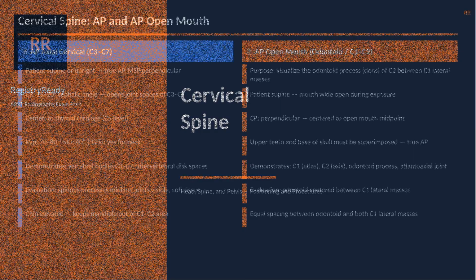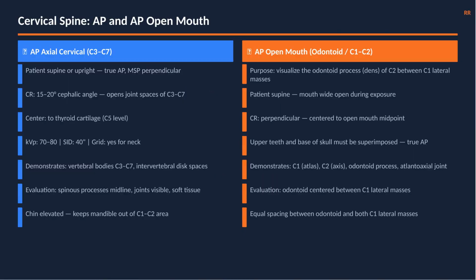The cervical series begins with 2 AP views, one for the lower cervical vertebrae, and one specifically for C1 and C2. AP axial cervical, C3 through C7. Patient supine or upright, true AP with the mid-sagittal plane perpendicular. CR, 15 to 20 degrees cephalic. That cephalic angle opens the intervertebral disc spaces by aligning the beam parallel to the cervical disc planes.